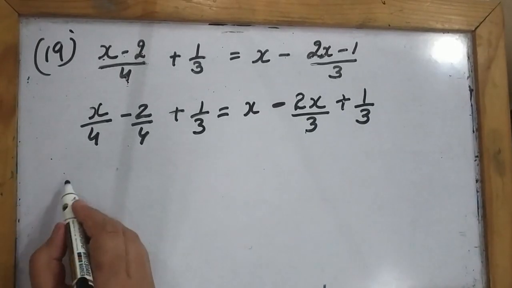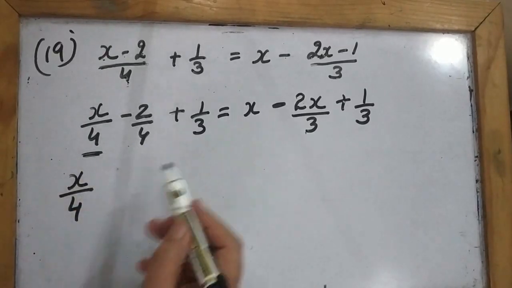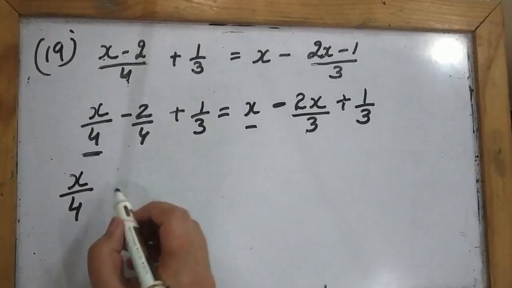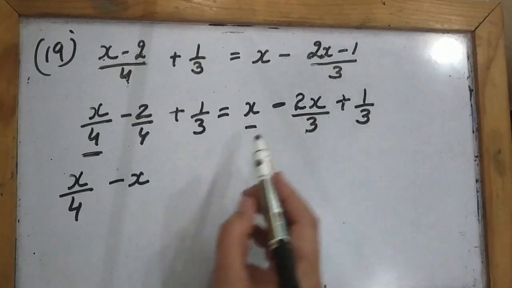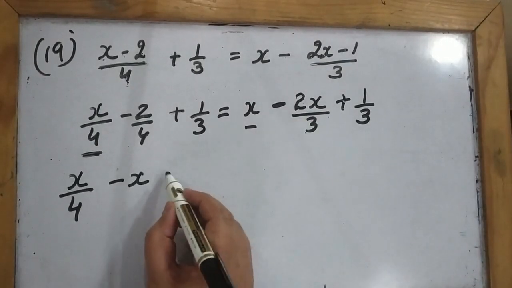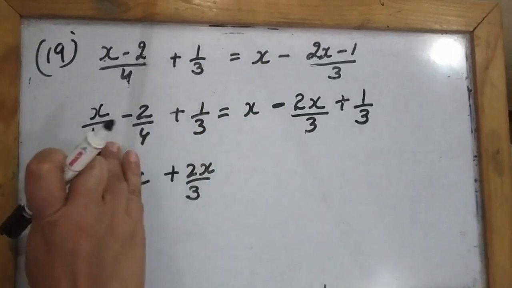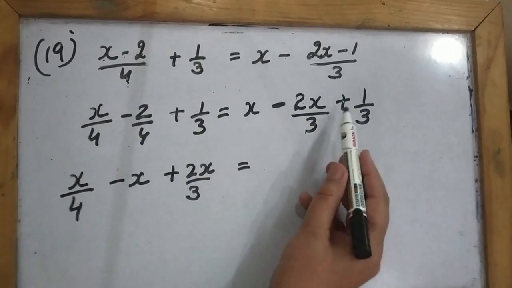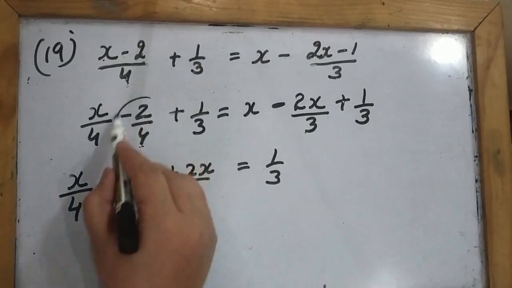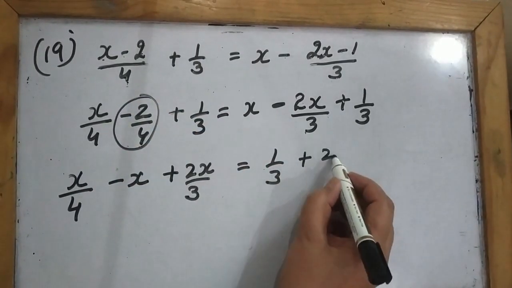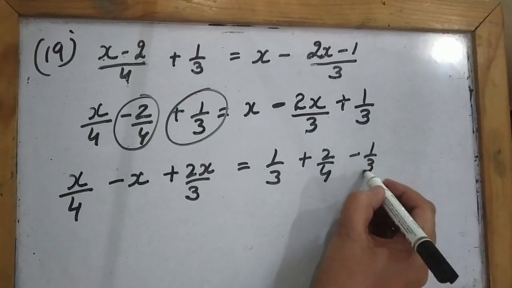Now what I will do is I will bring the x terms together. x upon 4, this x, when I will bring this side, it will be minus x, and this term also is with x, so this will become plus 2x upon 3. And the other side you have 1 upon 3. So this I will shift to the other side. It will become plus 2 upon 4, and this will become minus 1 upon 3.